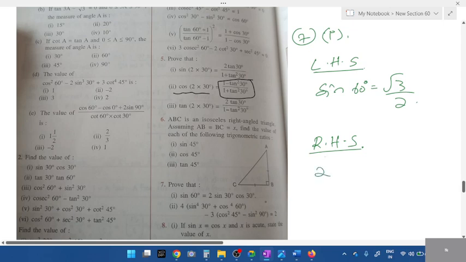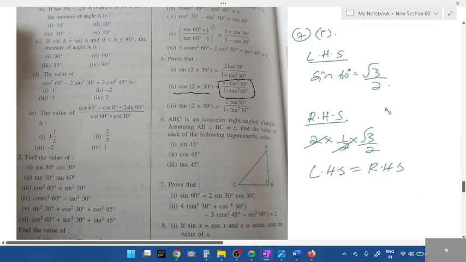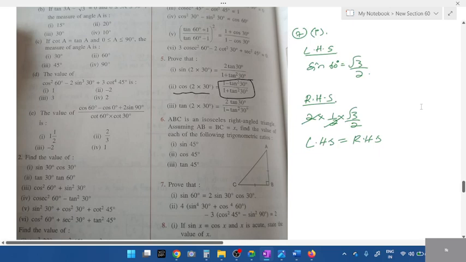RHS 2 into what is sin 30, students? Sin 30 is 1 by 2 into cos 30 is root 3 by 2. 2 and 2 gets cancelled. Are we getting root 3 by 2 on the right hand side as well? So you can write LHS is equals to RHS. This is one way. You can write it separately or you can write in one single line like this, or you can just write left hand side is equal to right hand side. You can prove. You can do it together. Do it however you want. Next question.